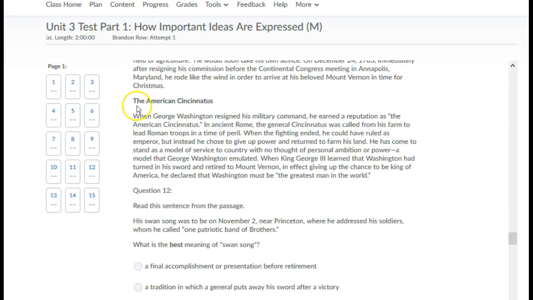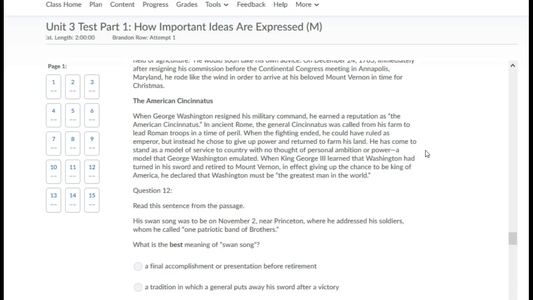The American Cincinnatus. When George Washington resigned his military command, he earned a reputation as the American Cincinnatus. In ancient Rome, the general Cincinnatus was called from his farm to lead Roman troops in a time of peril. When the fighting ended, he could have ruled as emperor, but instead he chose to give up power and return to farm his land. He has come to stand as a model of service to country with no thought of personal ambition or power. A model that George Washington emulated.